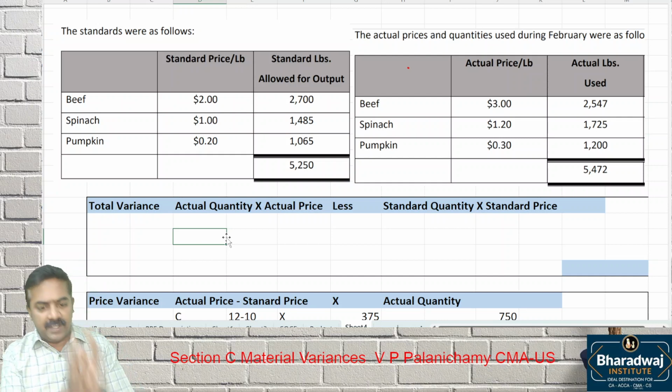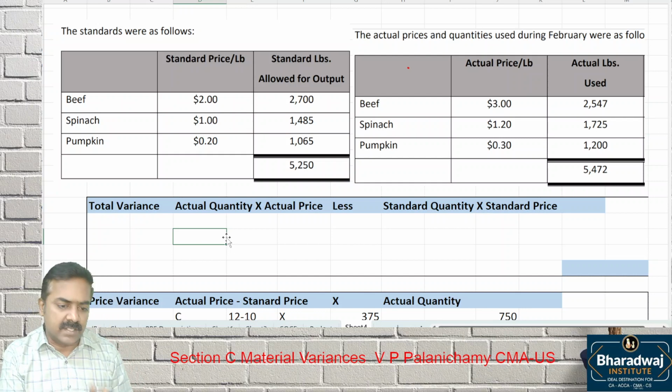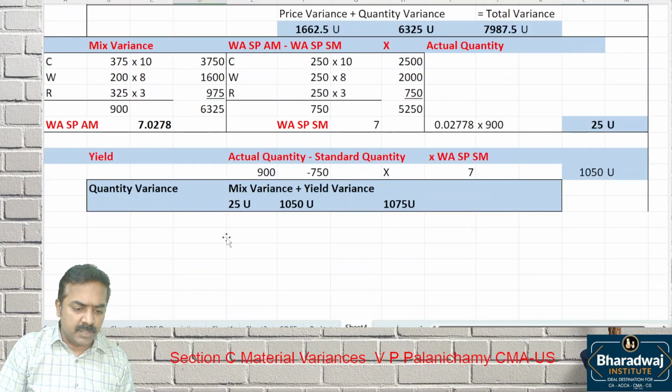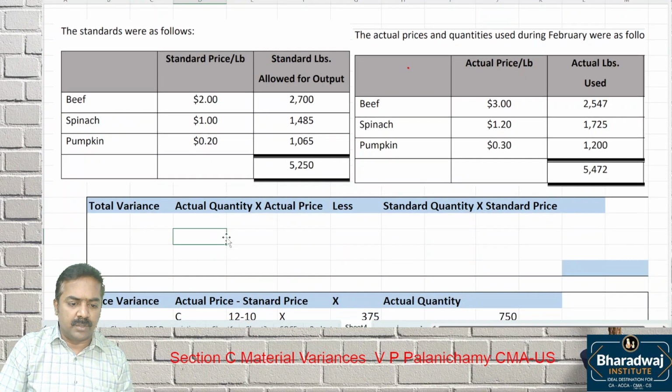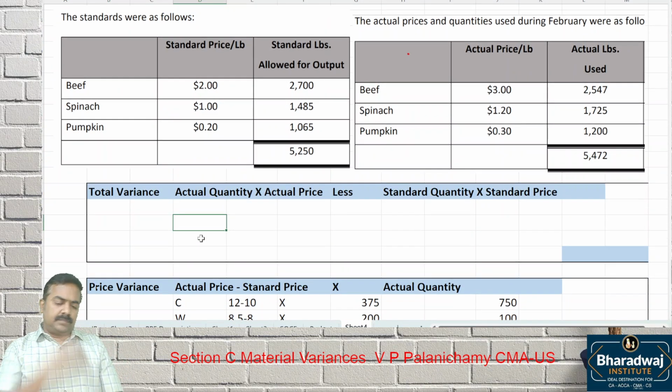Those who are in class, please try to work out. I'll give you about 15 minutes of time to complete the question, that is all the variances. Price variance, quantity variance, mix variance, yield variance, everything you try to work out. It's a typical IMA question, essay type question that can be tested. And in multiple choice questions also, they can ask any one of the variances. They can give the data like this: identify mix variance, identify yield variance. Like that they may ask you.